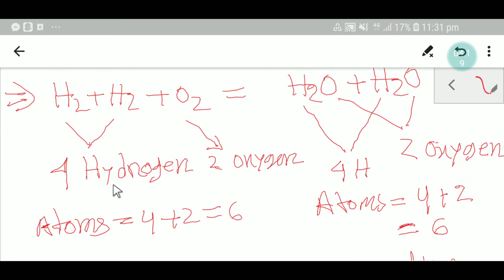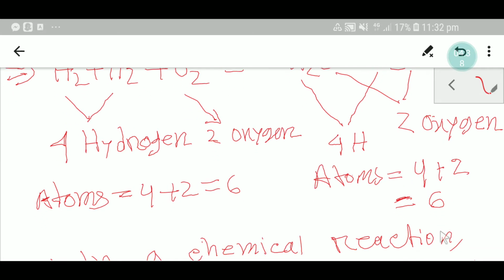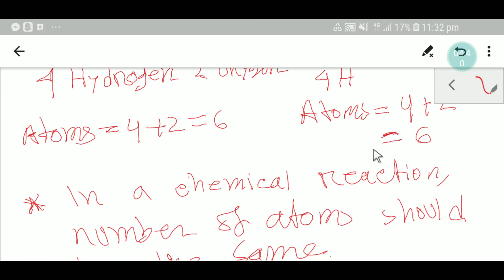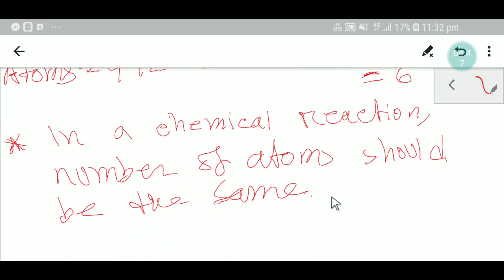If you add the atoms from the reactant side and product side, then you will get the number of atoms. Here 4 hydrogen plus 2 oxygen, that is 6, and here you have 4 hydrogen plus 2 oxygen, that is 6. So the number of atoms is equal. In a chemical reaction, the number of atoms should be the same.